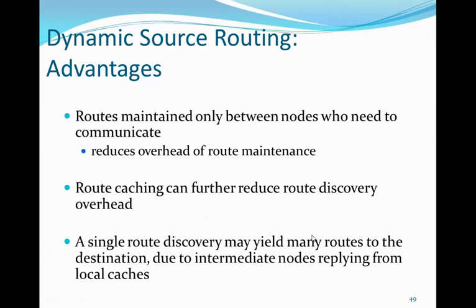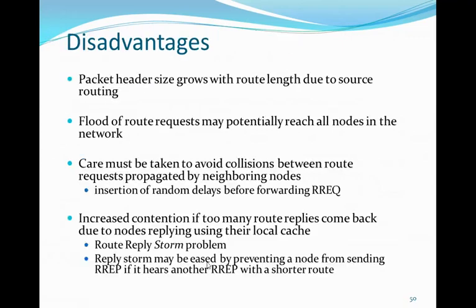A single route discovery may yield many routes to the destination due to intermediate nodes replying from the local cache. So the local cache maintained by the intermediate node may provide some good information about the desired destination, as we discussed in the last example. When node P wants to discover a route to the destination node D, then node E actually helps to provide the routing information. And here are some disadvantages of the DSR protocol.